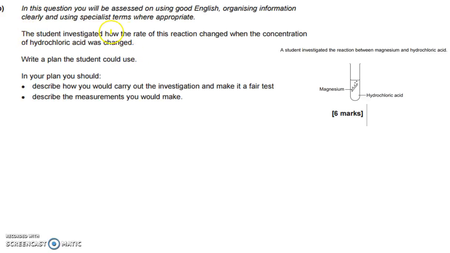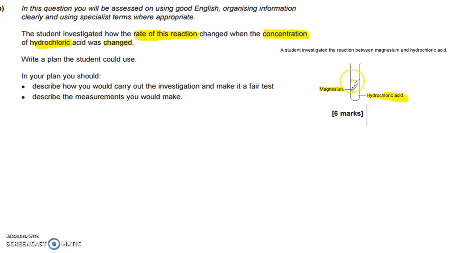So the student investigated how the rate of reaction. As soon as you see language like that, we are thinking, right, rate of reaction. The concentration, again a very important word, the concentration of the hydrochloric acid was changed. So they've given you a lot of information already in this question. Here you can see a diagram to show the magnesium and the hydrochloric acid.